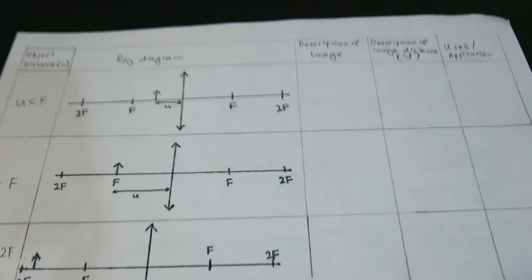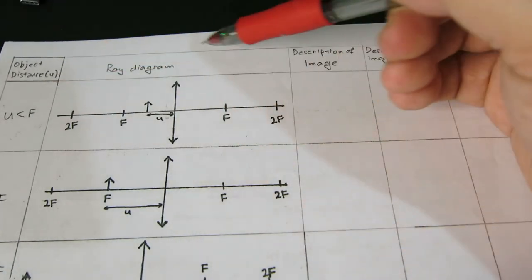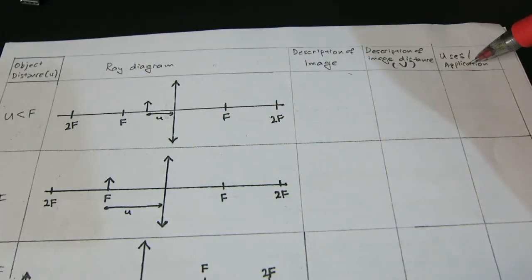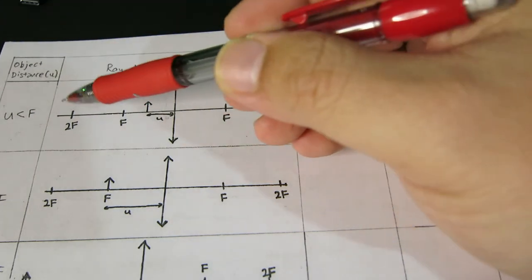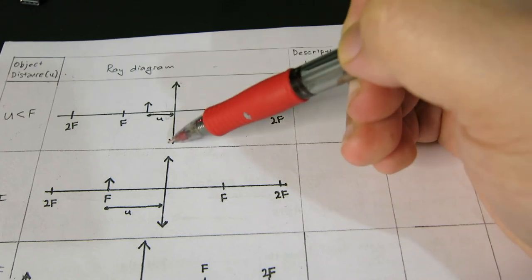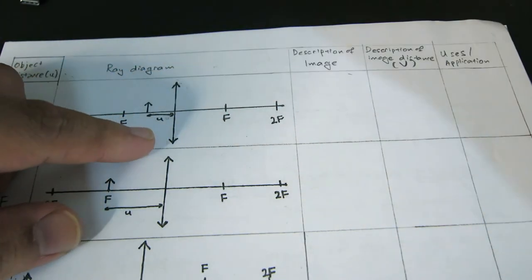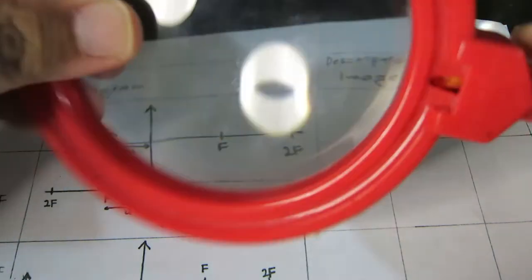Alright guys, you should have your summary sheet here. I'll just orientate you to the object. What are all the headers here? The object distance is the distance at which I place the object relative to the lens, the focal length of the lens. Now, each lens, how do I determine the focal length? It is actually by the thickness of the lens.